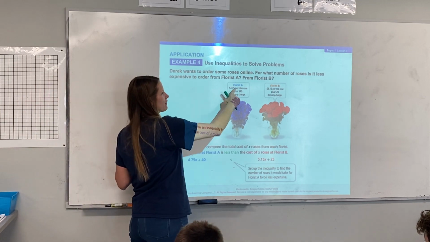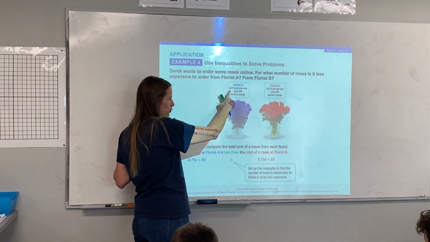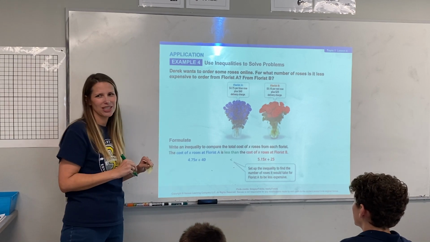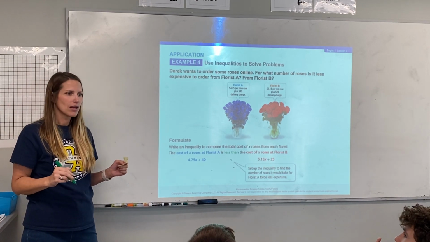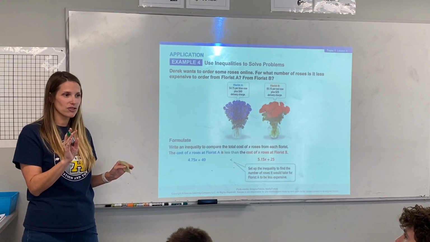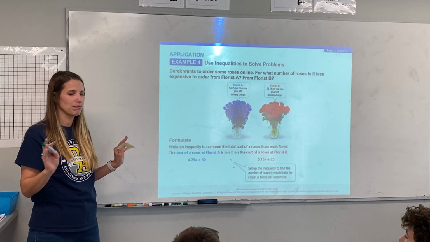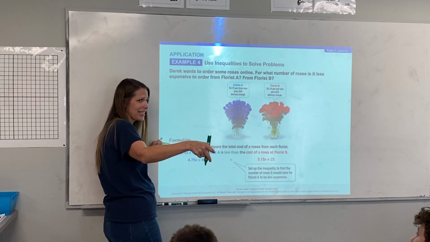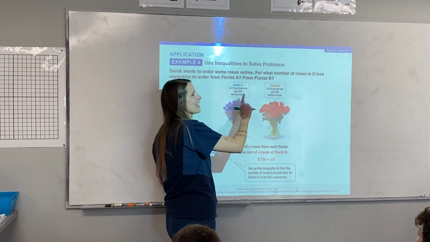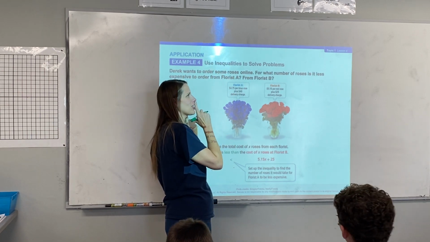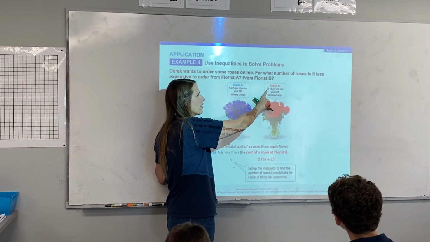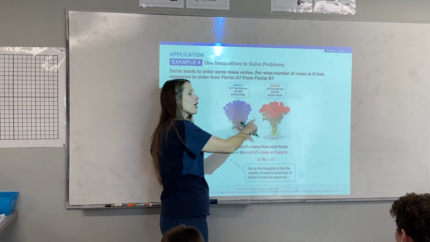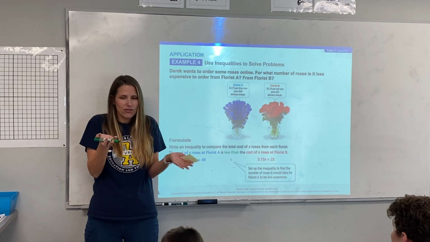Option A from this florist says it's only $4.75 per rose, but we charge $40 for delivery. Okay. Florist B: pricey red roses. $5.15 a rose, but they only charge $25 for delivery.